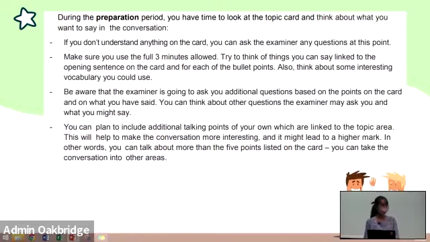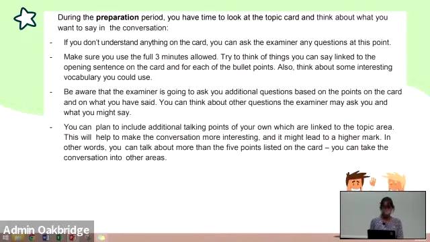Try to think of the things you can say linked to the opening sentence on the card and for each of the bullet points. Also think about some interesting vocabulary that you can use. Don't use too many simple words, something that's very common. Be more interesting, so that it will be a more fun, informative conversation, not a boring one.